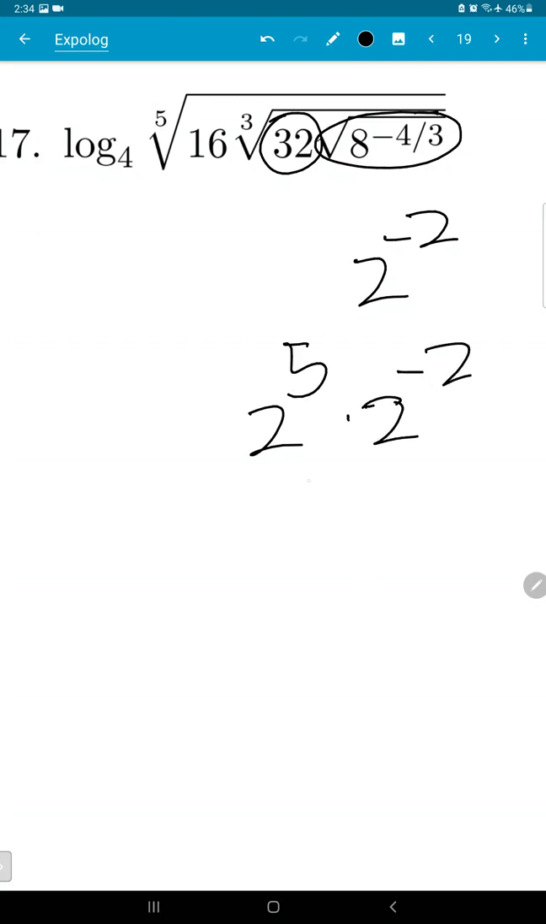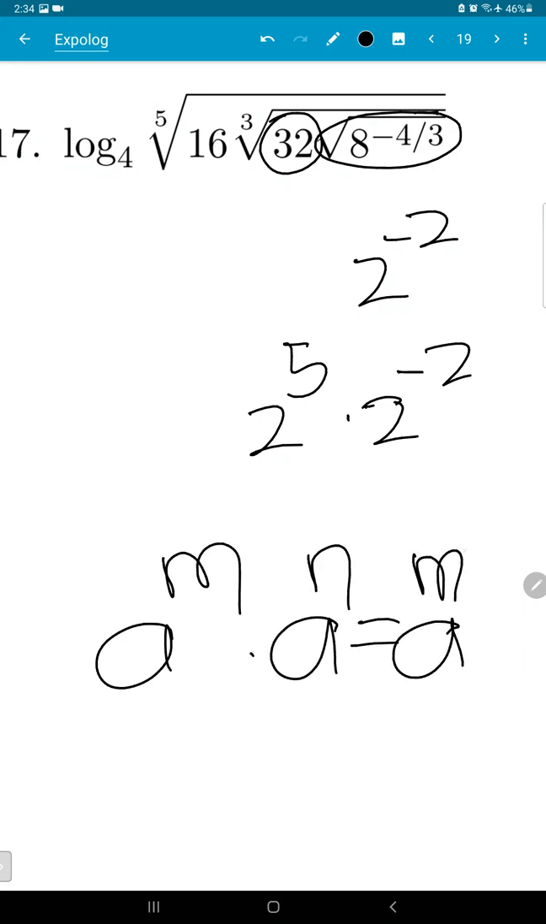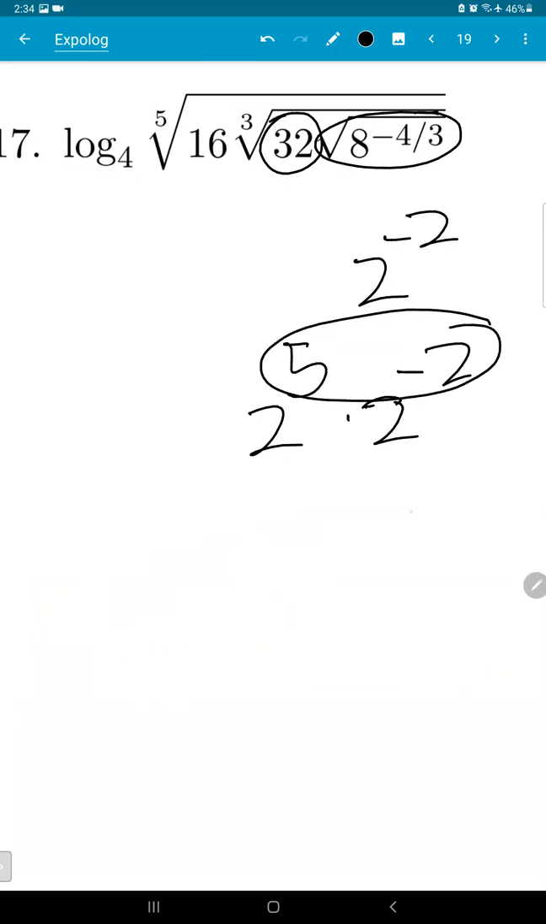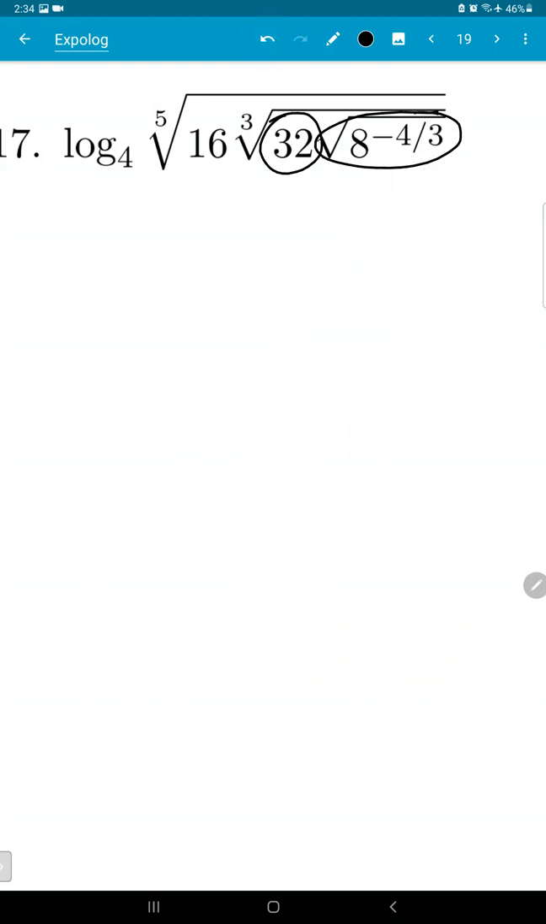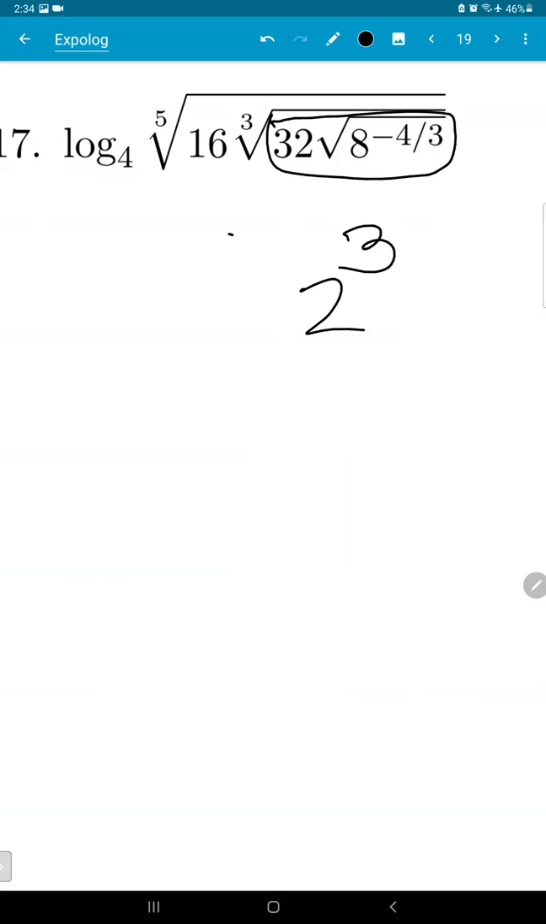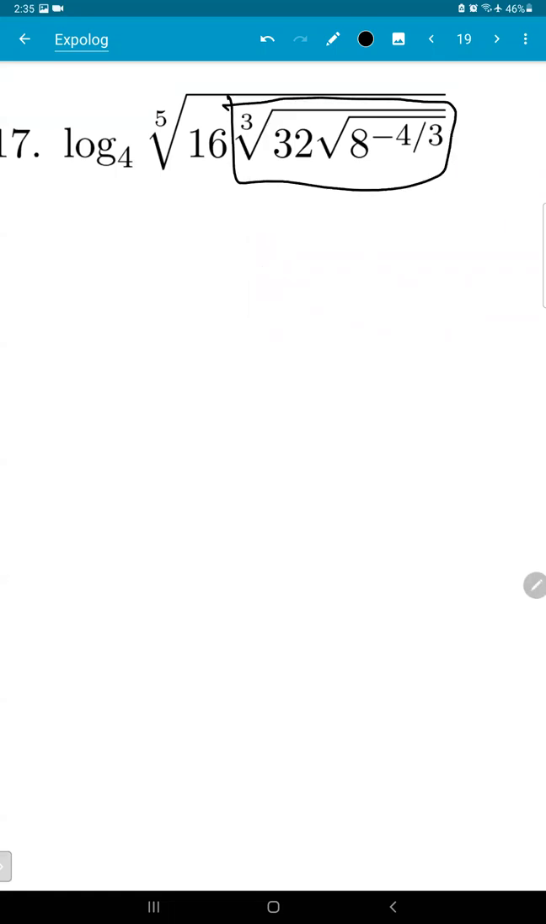So add, remember, a to the m times a to the n equals a to the m plus n. So you add 5 plus negative 2 is this one here. And then take the cube root of that. Obviously, that's 2. Cube root of 8 is 2. So you have 16 times 2. That's 32.